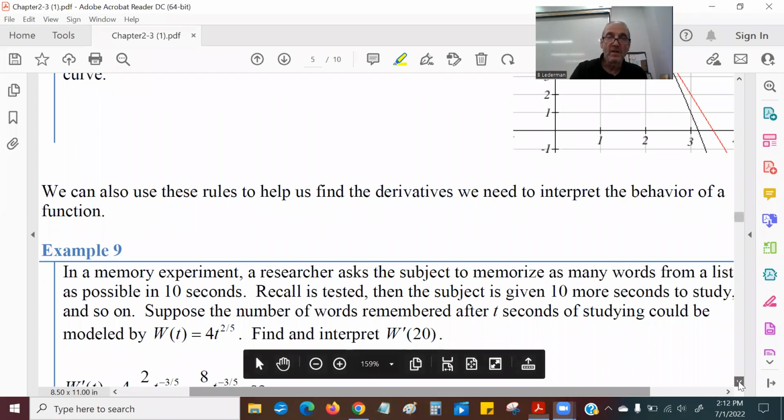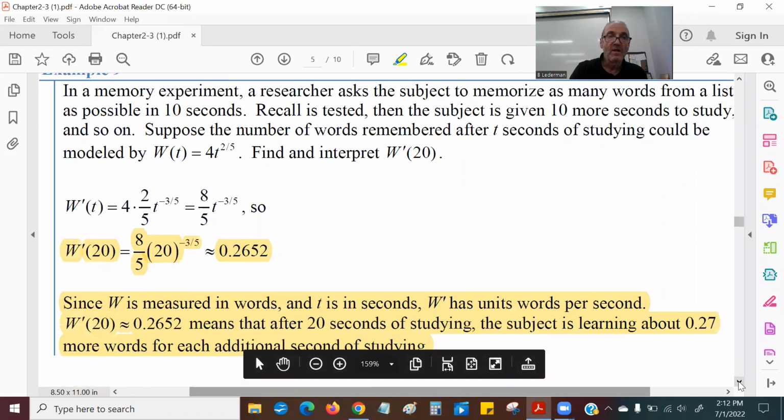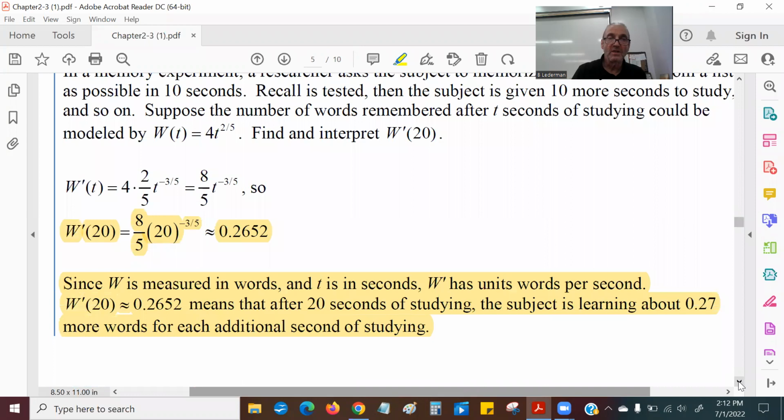Let's explain right here: since W is measured in words and t is in seconds, W prime has units words per second. That's the units for W prime. And W prime of 20 is approximately 2.2652. And that means that after 20 seconds of studying, the subject is learning about 2.27 more words for each additional second of studying. And that's what this teaches us.